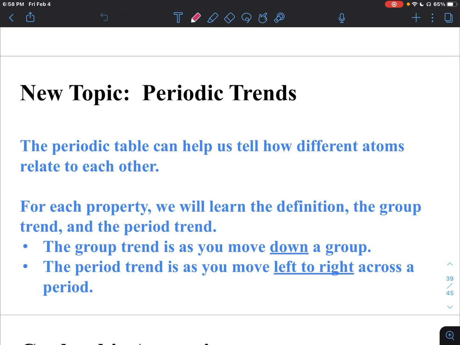The periodic table has a lot of general trends that we can use to compare one atom to another. For each property, we're going to learn the definition, the group trend, and the period trend. Group trend is when you move down a group. Period trend is when you move from left to right.